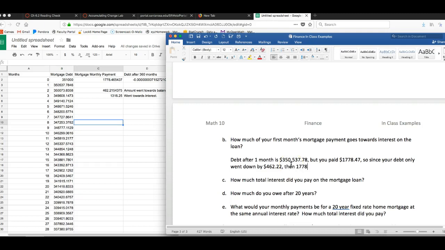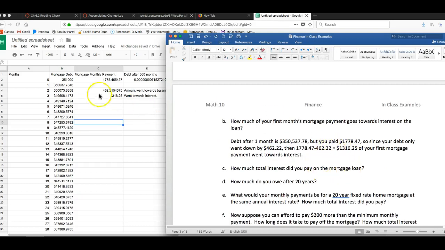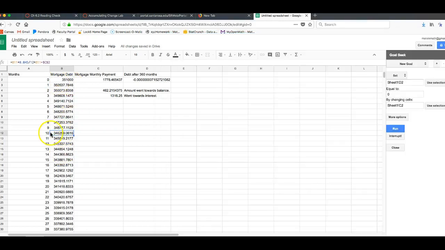Then $1,778.47 minus $462.22, which is equal to the $1,316.25 of your first mortgage payment that went towards interest. And there are other ways of computing this, but I like this approach. If you have a spreadsheet, you could just subtract your debt. So actually at any month, you could just take after 10 months, take your debt, subtract how much total is paid off your debt, and then how much total did you pay.